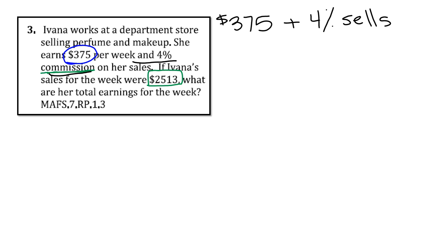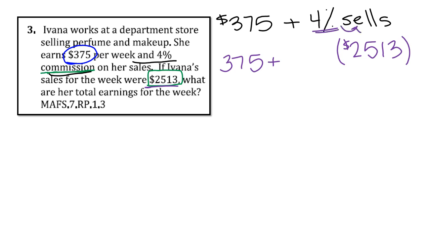So this would be how much she's making each week. Well, when we keep reading, it tells us this week that her sales were $2,513. So we're just going to replace this number for what she sold. Okay, I'm going to bring down my 375. And when I look at this, this is 4% of whatever she sells. We can't leave it as a percent. We need to change it to a decimal. So remember, to do that, we just simply take our decimal, which if it's not shown, it's at the end. Move it 2 places to the left, and then put your decimal there. So this is the same thing as 0.04.